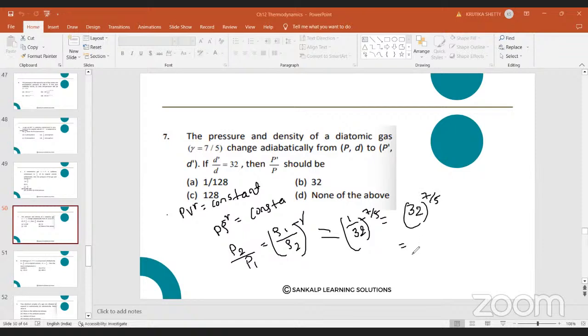Yes. Option C is correct. Is it clear, students? Yes, option C. Okay, let us go for the next question.